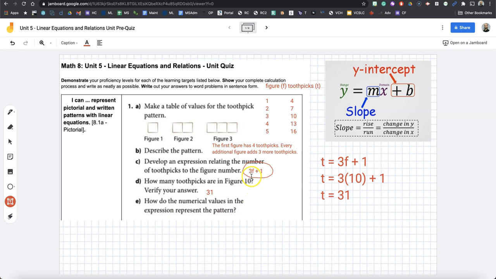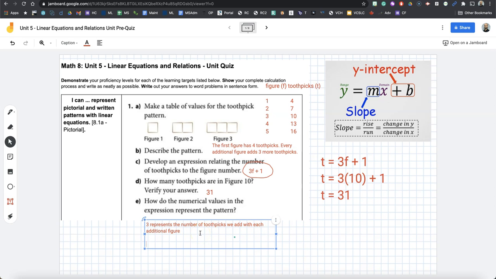So the 3 represents the number of toothpicks we add with each additional figure. And if you go over here, 3 is effectively our slope, rise over run. It's our slope.